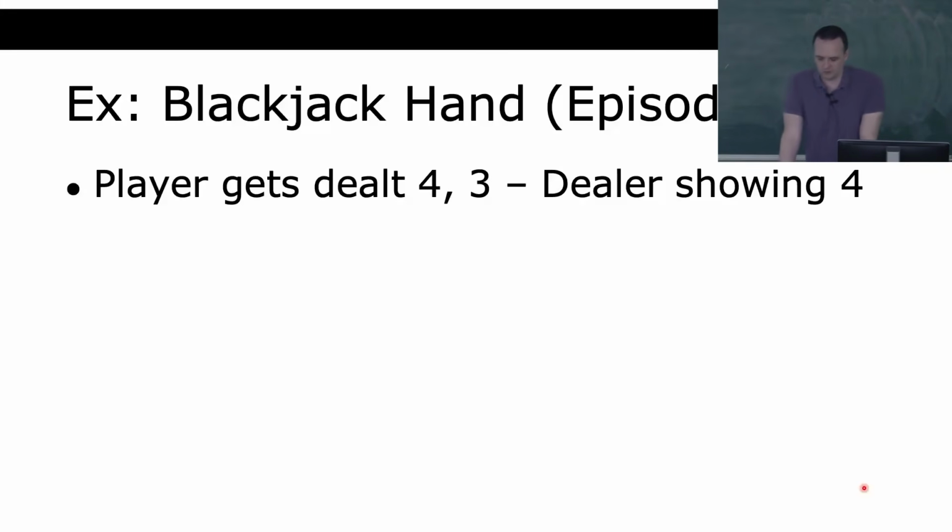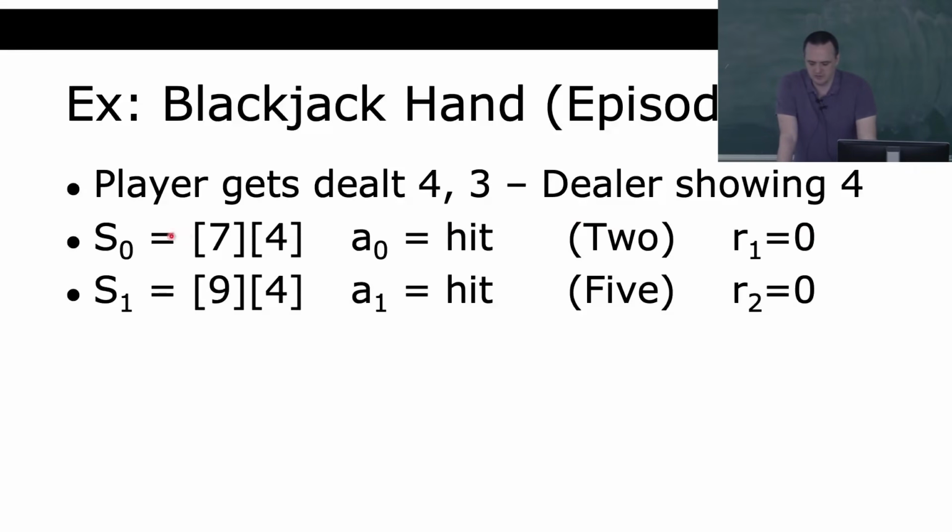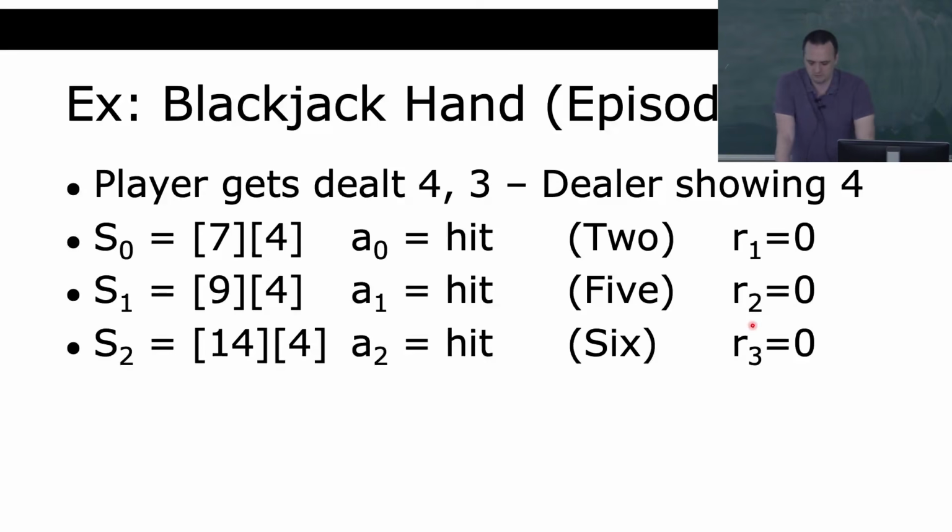So the dealer got a 4. The player got dealt 4-3 at the beginning. I'm just replaying this hand again, but sort of in text. Dealer showing a 4. So this was state 0, 7-4. My action was hit. I got a 2. My reward was 0. Next, because I got a 2, state 7-4 went to state 9-4. My action was hit. I got a 5. The reward was 0. 9 plus 5 is 14. So state 2 was 14-4.